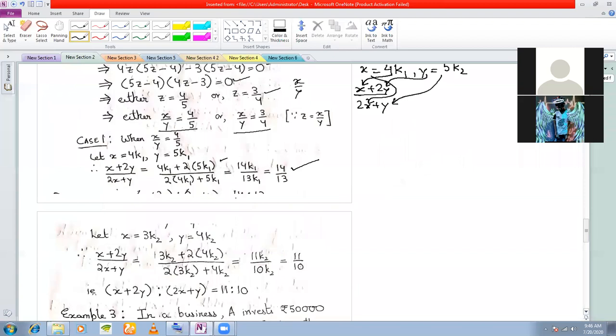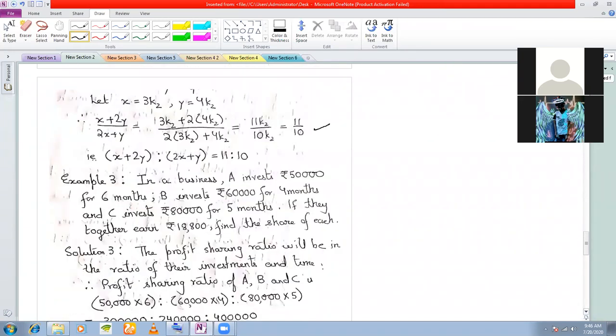Okay. Similarly, this is when x by y is equal to 4 by 5. What about x by y as 3 by 4? This is the next one. You take x is equal to 3k2, y is equal to 4k2 and proceed. Hope no problem.